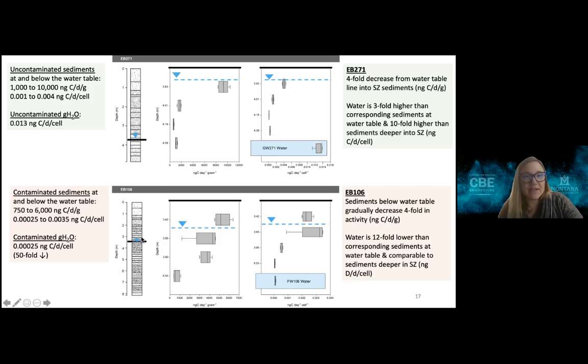And then if we look at the contaminated core in this bottom graph, we see low levels of activity. Surprisingly, it's about 2 orders of magnitude lower than what we see for the uncontaminated site, but we're seeing it in the same order of magnitude.